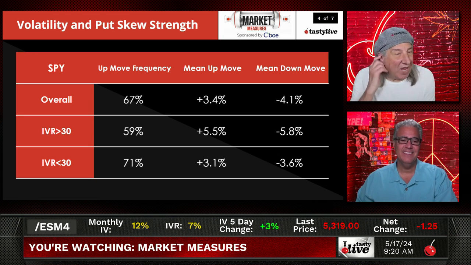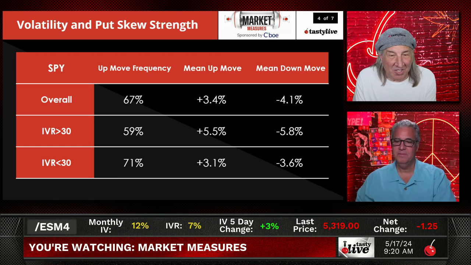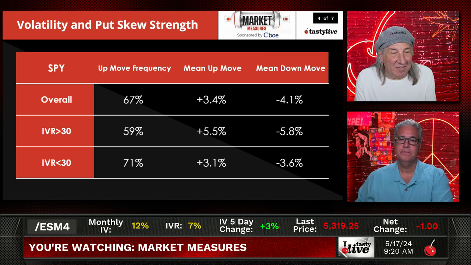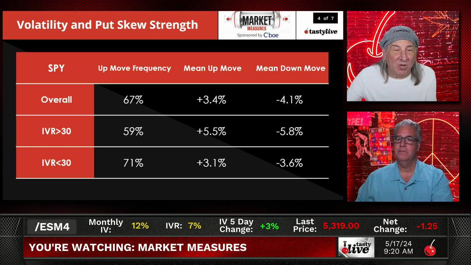So when implied volatility is greater than 30, we have less frequent up moves. And when the implied volatility is below 30, we have a lot more up moves. What you're seeing right now is classic: market's going higher, volatility is contracting, IVR is dropping. 71% of the time we're going to see up moves, versus down moves only 59% of that 30-day period.